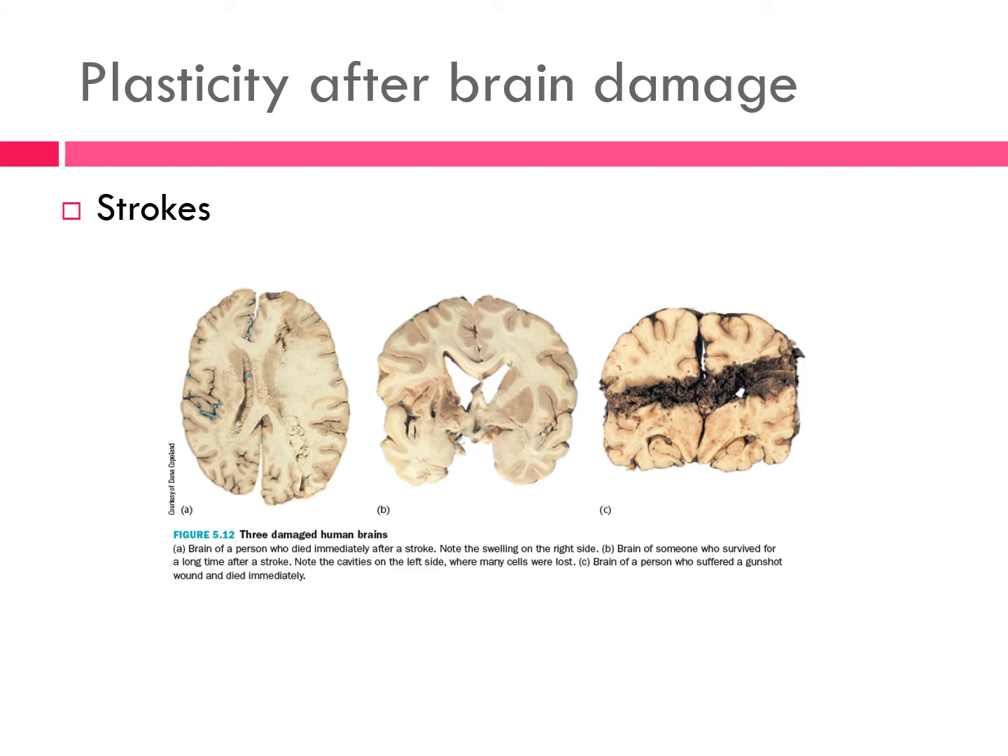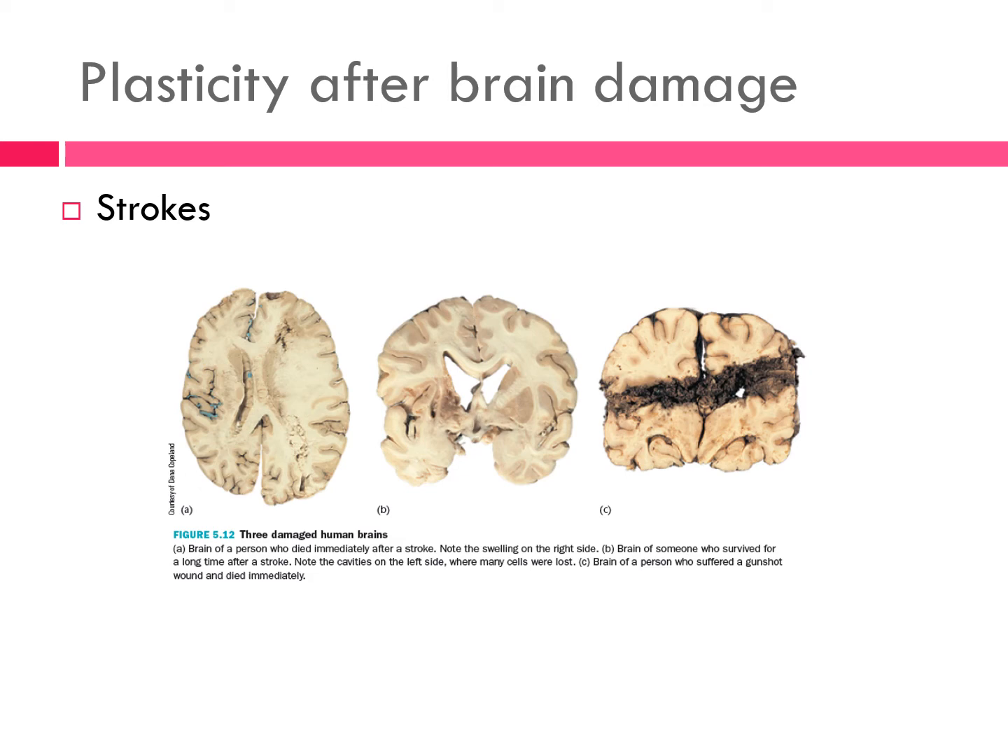And finally, I have this picture that comes from the book. You can see in A, this is the brain of a person who died immediately after a stroke, and you can really see the swelling on the right side, or actually I'm assuming the brain's flipped, so the left side. And B is the brain of someone who survived a stroke for a long time, and you can see that there has been some brain loss as the ventricles are enlarged. And there are just some areas where you can see these more formed sulci in the brain of neural loss. And C is a person who suffered a gunshot wound and died right away.